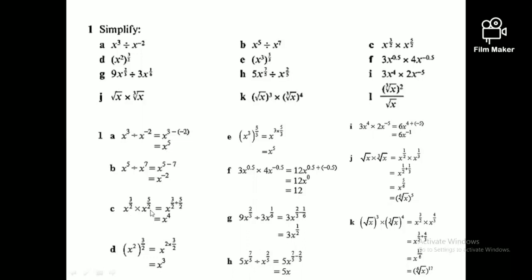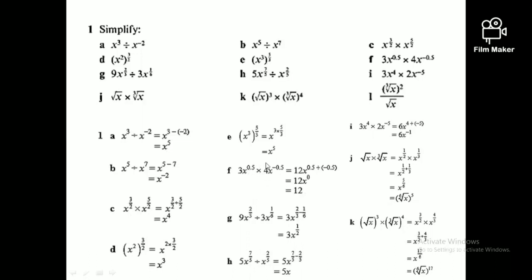3 over 2 plus 5 over 2 is 8 over 2, that is 4. This is the power of a power theory. You can multiply the powers. 2 into 3 over 2 is to the power 3, right? That is how you need to work it out. If you work it out over here, you can say 3 into 4 is 12.